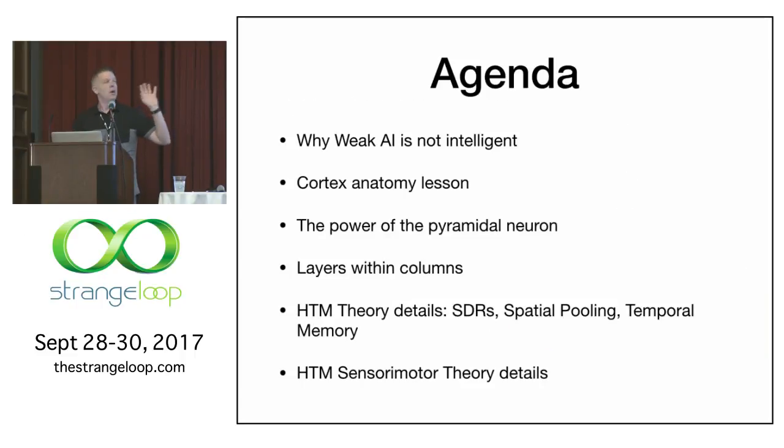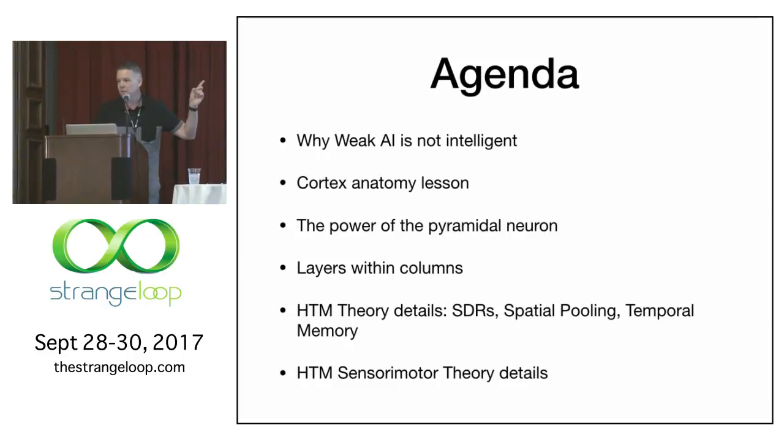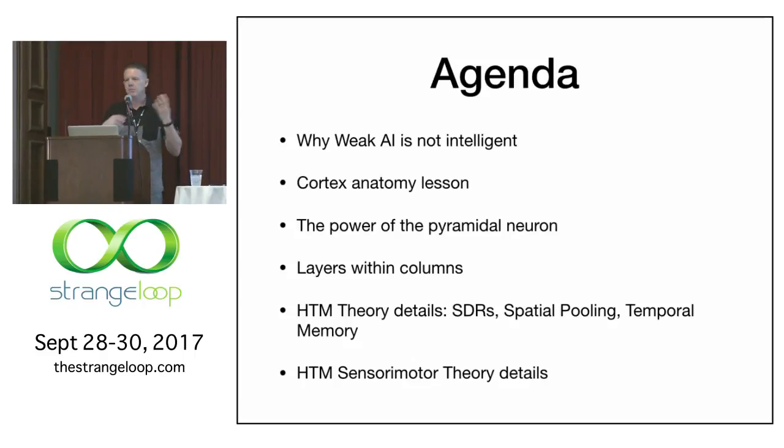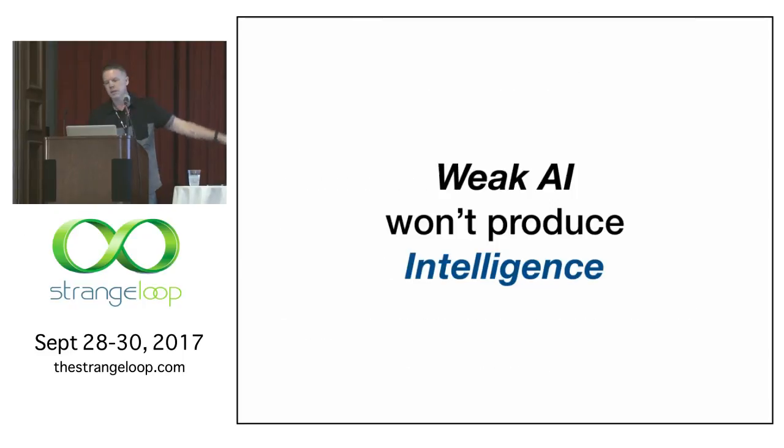Okay, my agenda. Why weak AI is not intelligent. I'm going to talk a lot about cortical anatomy, the power of the pyramidal neuron, which is crucial to our theory, and we're going to talk about layers and columns, as those are structures within the cortex. Then I'm going to do a very deep and quick dive on the entire HTM theory, our theory of how intelligence works in the cortex, even sensory motor stuff.